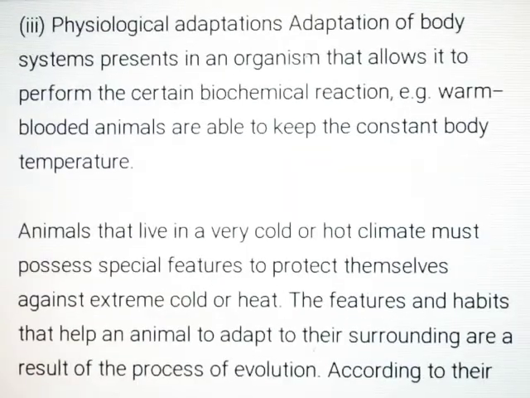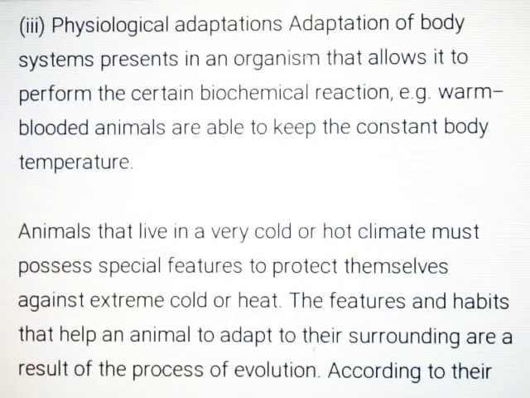Third, physiological adaptations: adaptations of body systems present in an organism that allow it to perform a certain biochemical reaction. Example, warm-blooded animals are able to keep a constant body temperature.